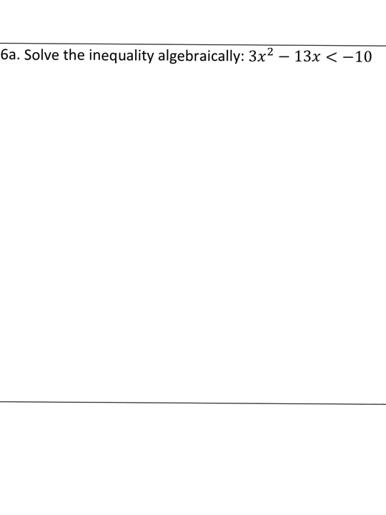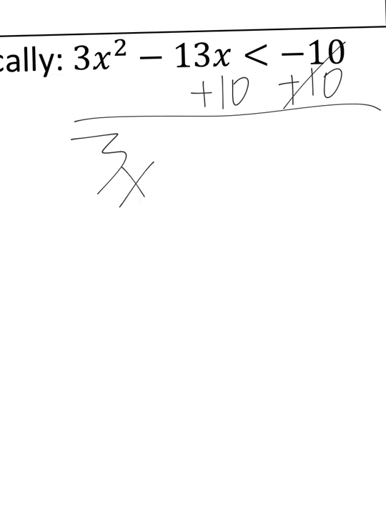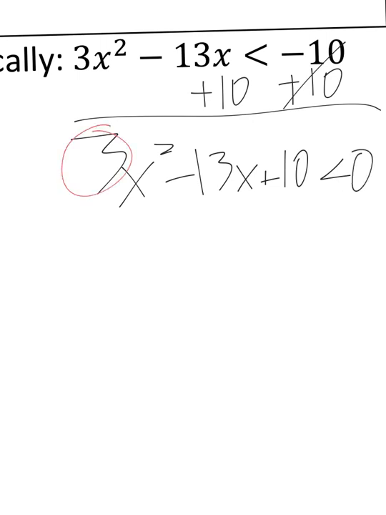Okay, 6a, I'm going to solve algebraically as well. It's going to be the same thing. I'm going to get everything to one side, and so I'm going to have 3x squared minus 13x plus 10 is less than 0. Only there's an additional step now because I have a number in front of the x squared. So that means to factor it, I have to multiply it to the back.